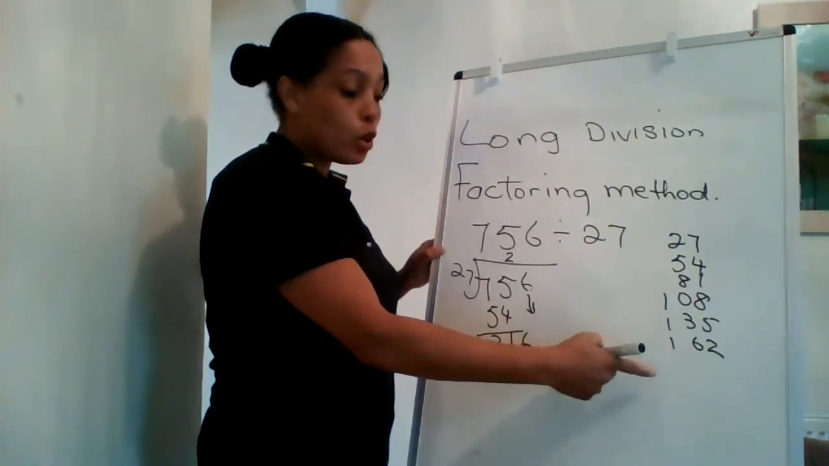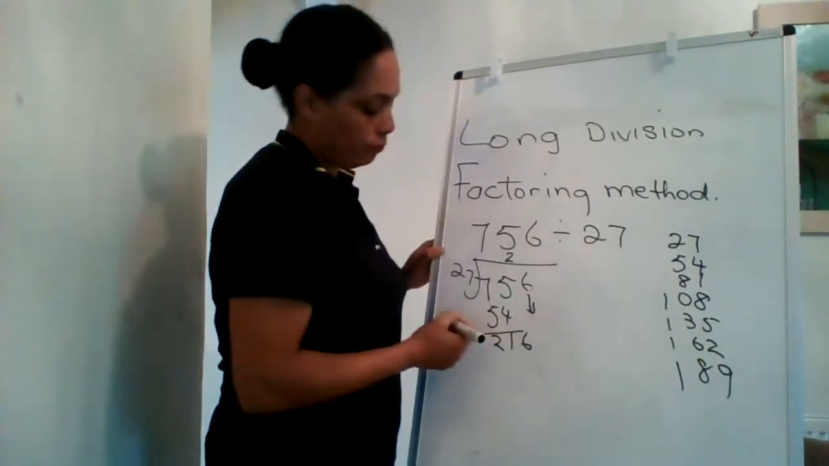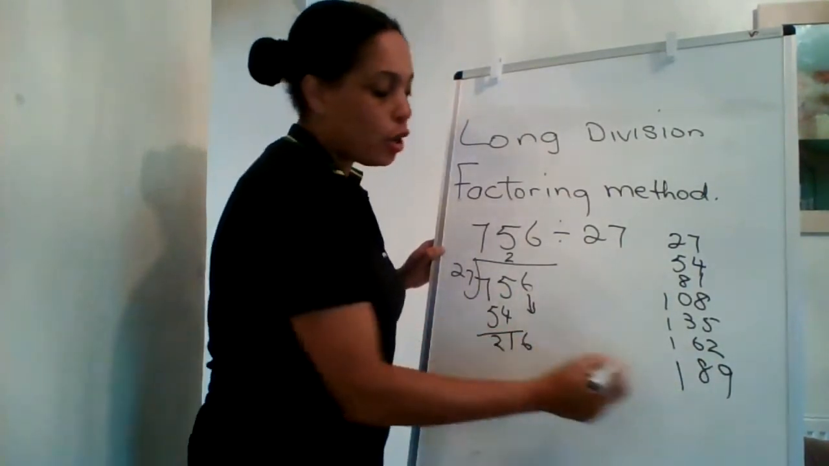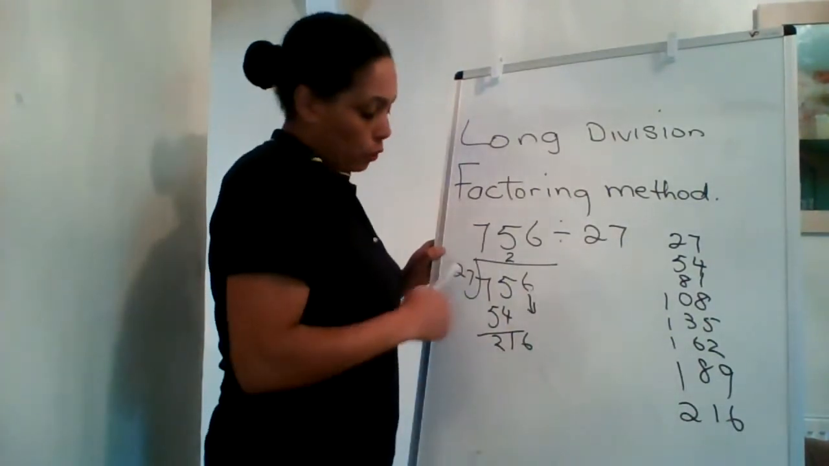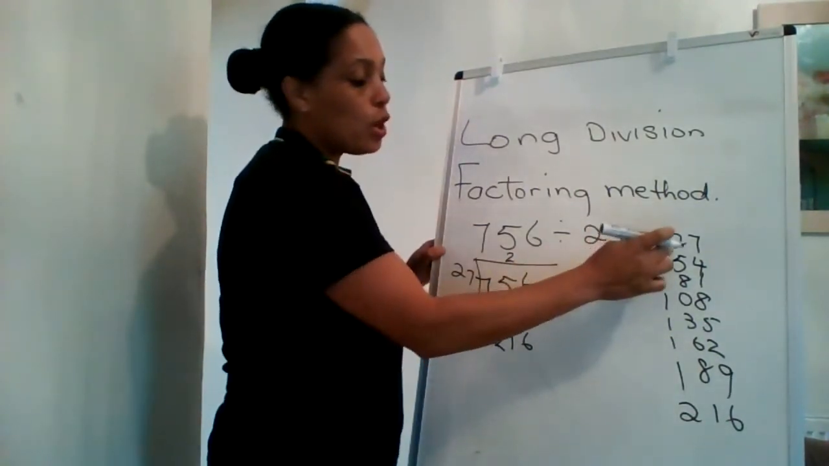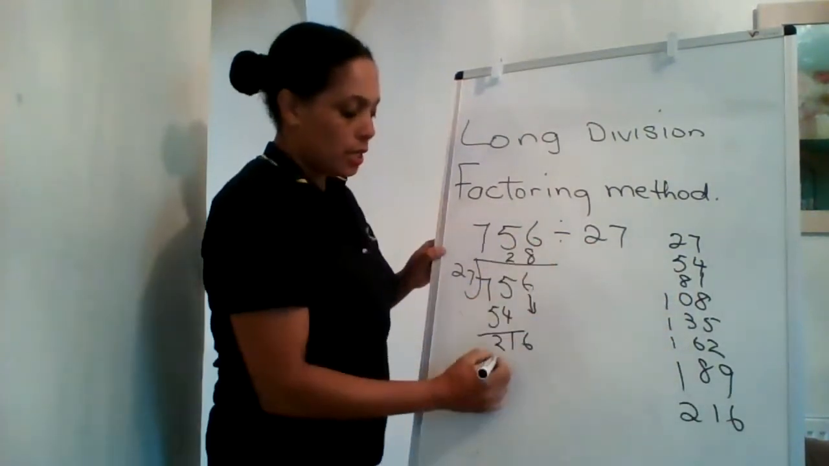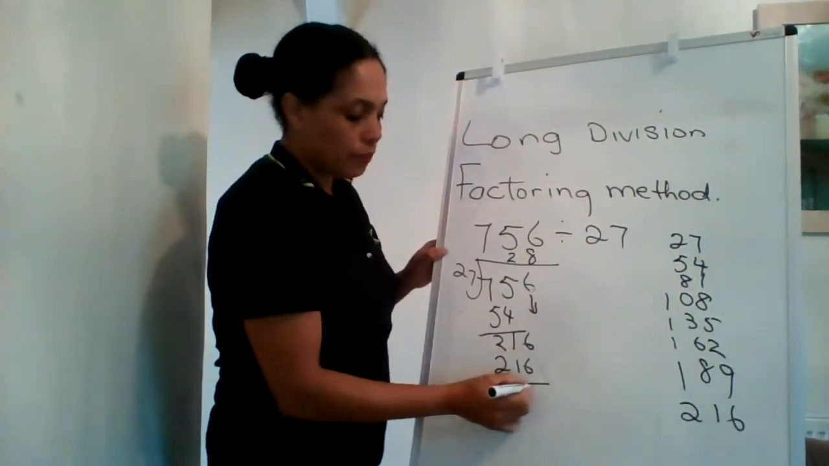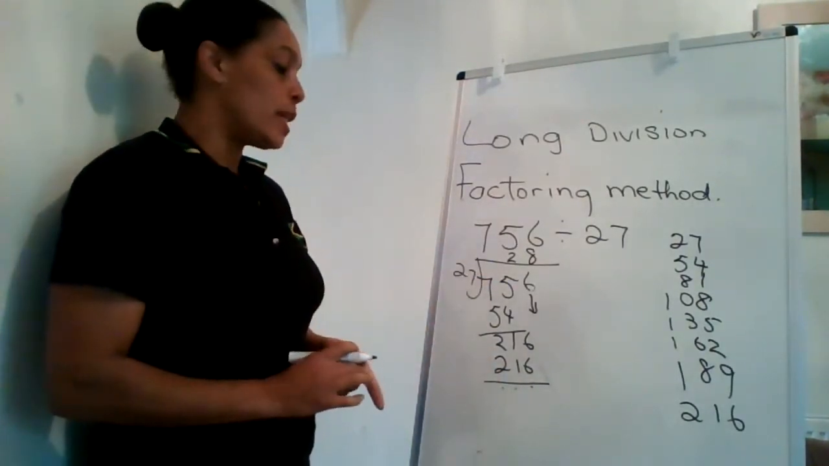It means I'm going to have to continue. After that, it's going to be 189. Let's try again. And if I continue there, I'm going to get 216 right there. So 27 into 216, 1, 2, 3, 4, 5, 6, 7, 8 times. 8 times that is 216. So 756 divided by 27 is 28.